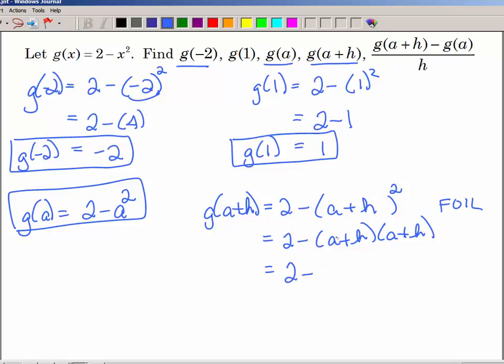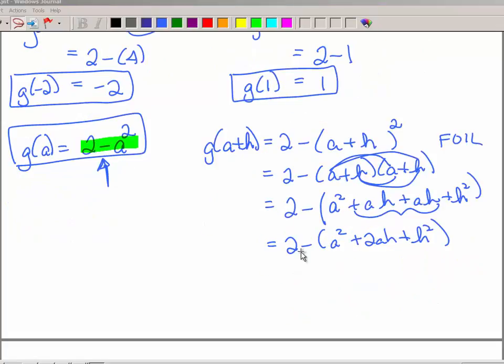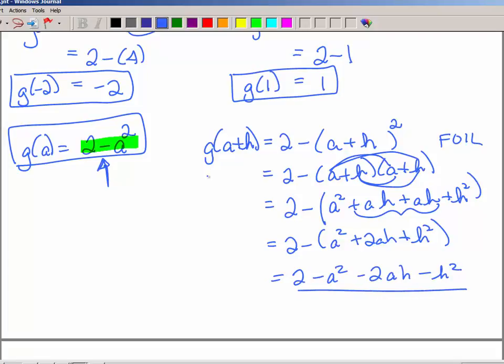So 2 minus, and since I don't want to lose that minus sign, I'm going to put a parenthesis. Alright, so a times a, a times h, h times a, and I'm going to put that in alphabetical order, and then h times h. Notice those are the same, so I'm going to add them together. And notice how I still have that in parentheses because I don't want to lose that minus sign. So now I'm going to be very careful, and I'm going to distribute my minus sign. And that is what g of a plus h equals.